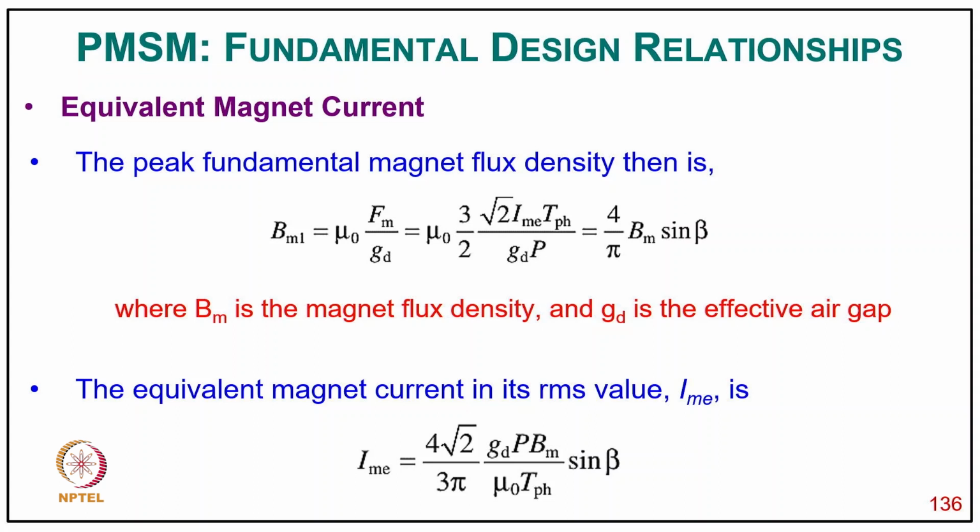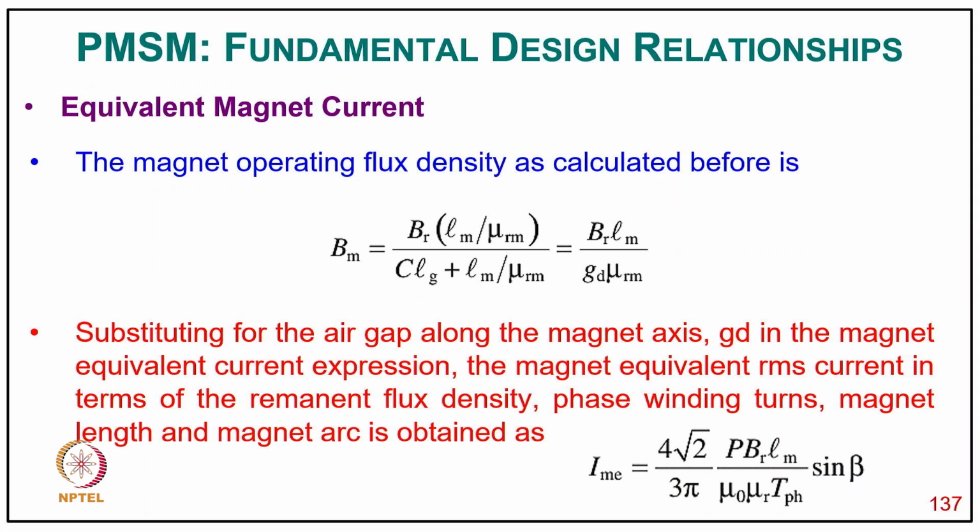And the equivalent magnet current in terms of RMS value is Im equal to 4√2 upon 3π, GD PBM upon μ0 TPH and sin β. So the magnet operating flux density can be calculated as before, as Bm equal to Br in bracket Lm upon μR divided by Lg plus Lm upon μR, equal to Br Lm upon GD into μR.